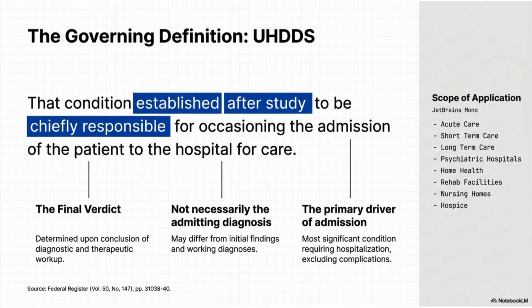The principal diagnosis is defined by the UHDDS as that condition established after study to be chiefly responsible for occasioning the admission of the patient to the hospital for care. This means the final principal diagnosis is determined after diagnostic and therapeutic workup is complete. It is not necessarily the admitting diagnosis, and it may differ from the provider's initial impression. The principal diagnosis is the condition that most clearly drove the need for hospitalization, excluding complications. This definition applies across acute care, long-term care, psychiatric hospitals, rehab, home health, nursing homes, and hospice.